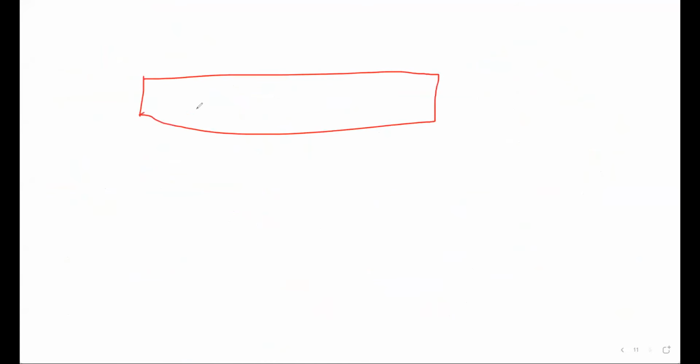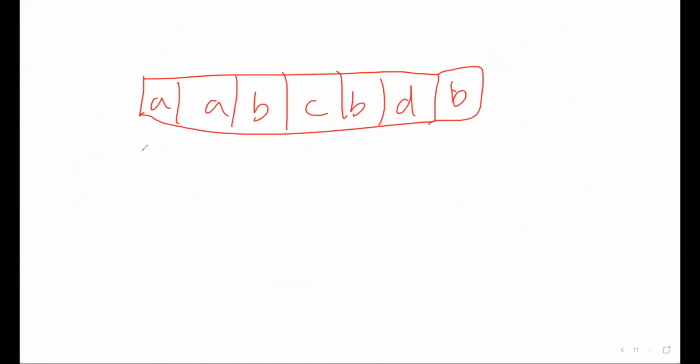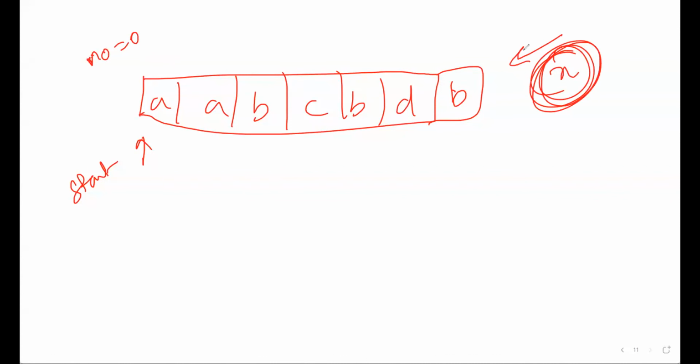So let us consider this thing. So we have A, B, C, B, D, and B again. So what is happening? We are starting from this point. So we have a start pointer. Okay, we need a count pointer which will count how many distinct characters we have got. And before processing this, we will also find the total number of distinct characters in my string. So suppose let us call it X, which contains the total number of distinct characters in my string.